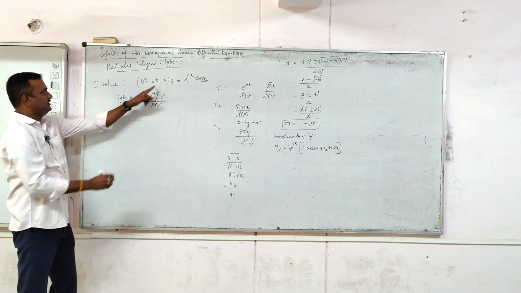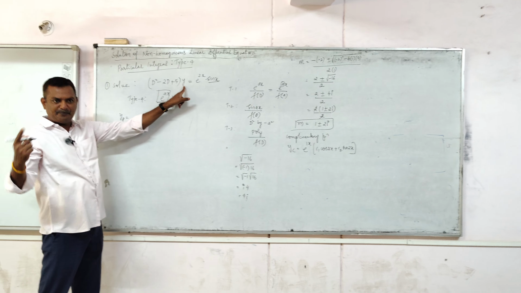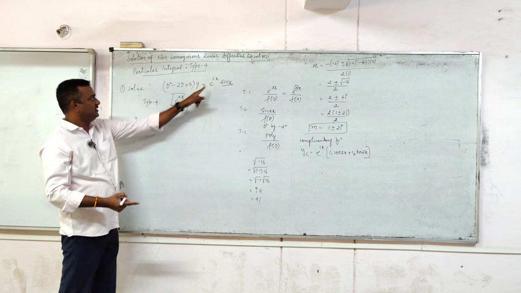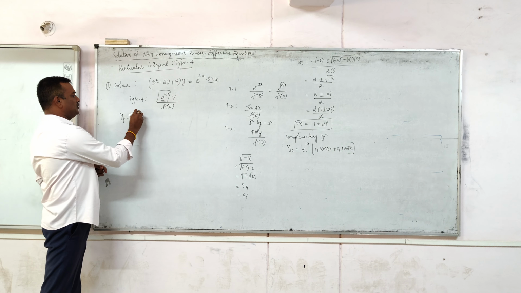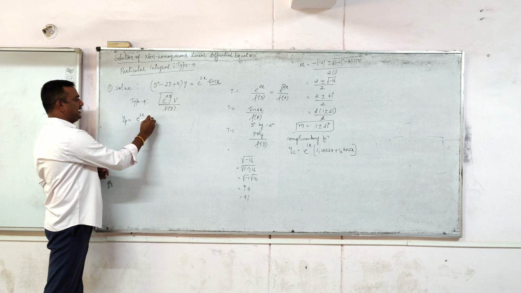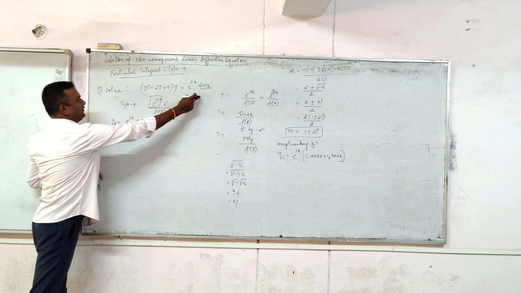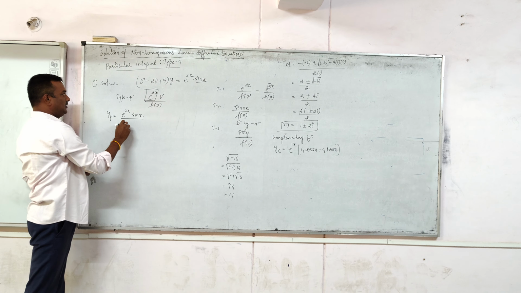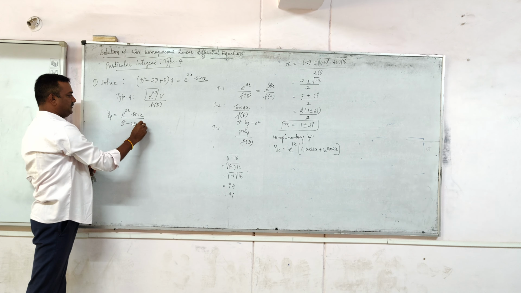Keep y as it is. y is written as yp. I kept it as it is. Write the right side value, e raised to 2x into sin x, as it is. You cross multiply it. It will become d square minus 2d plus 5.